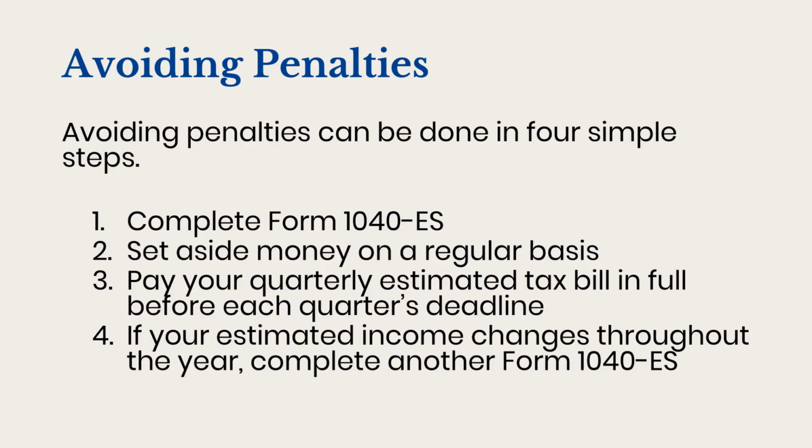Avoiding penalties can be done in 4 simple steps. Complete Form 1040-ES as accurately as possible to estimate your business income and self-employed estimated tax liability. Set aside money from your income on a regular basis, just like an employer withholds taxes from paychecks for W-2 employees. This withholding can happen at whatever frequency makes sense for your business: weekly, bi-weekly, monthly, or quarterly.